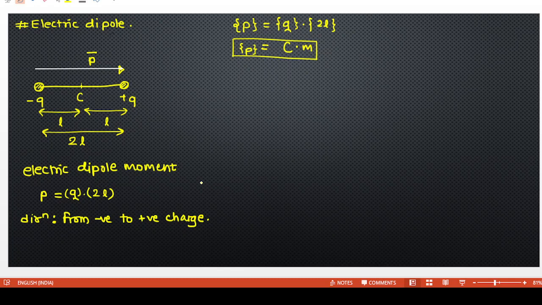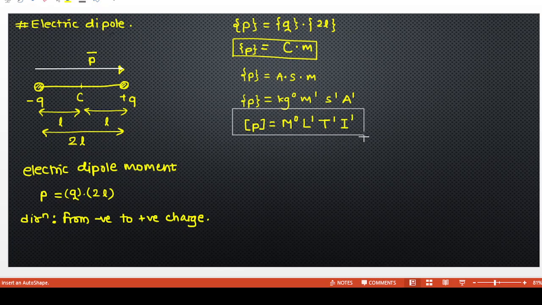Now let us find the dimensions of electric dipole moment. How to find them? First convert it into fundamental units. Coulomb is not fundamental, so coulomb can be replaced by ampere second, since charge equals current into time. Meter as it is. So you can write this as kg raised to 0, meter raised to 1, second raised to 1, ampere raised to 1. This is the unit of dipole moment in terms of fundamental units. So what are the dimensions? Kg means mass raised to 0, meter means length raised to 1, second means time raised to 1, and ampere means current I raised to 1. So now we have the unit as well as the dimensions of electric dipole moment.